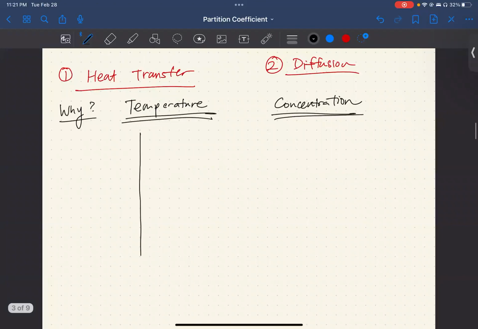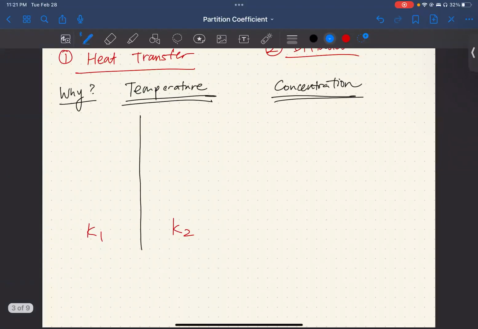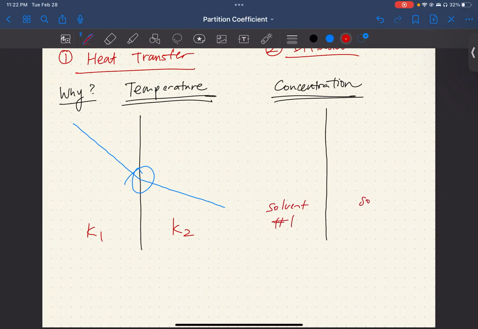Let's actually take a look. So if we have material K1 and K2 in our heat transfer, we would expect to see some heat transfer like this, and maybe a smaller slope, but still it's continuous right here. On the other hand, for concentration, we can have solvent 1 and solvent 2, and we could expect to see it decreasing a little bit on this end, and then it goes like this. Something we've seen in quiz section. Maybe I'll make this slope a little bit more slanted.